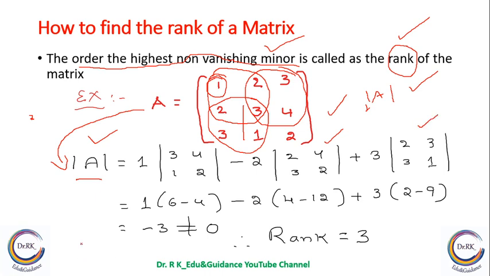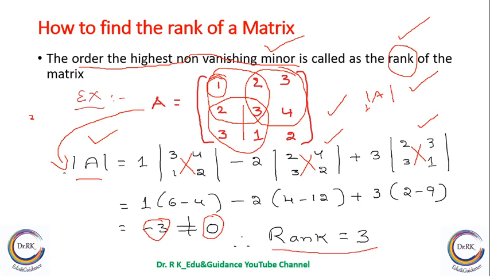Then 1 into AD minus BC, right? 3 into 2 minus 4 into 1, then 2 into 2 minus 4 into 3, then 2 into 1 minus 3 into 3. If we expand, then we get minus 3. So minus 3 is not equal to 0. That means for this matrix, we had a minor of order 3, which is the highest, and it is not becoming 0. Therefore rank becomes 3.